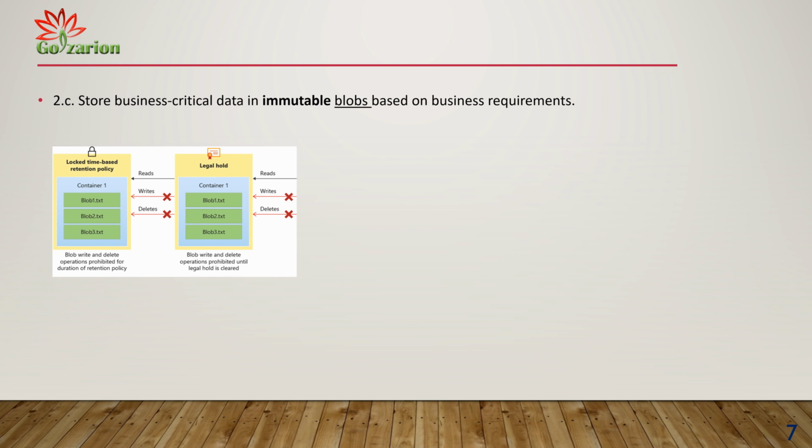Store business critical data in immutable blobs based on business requirements. Configure legal hold and time-based retention policies to store blob data in a WORM, write once, read many, state. Blobs stored immutably can be read but cannot be modified or deleted for the duration of the retention interval. There are 2 types of locks: time-based retention policy and legal hold. Time-based retention policy has an expiry date, while legal hold must be removed manually by an authorized user.